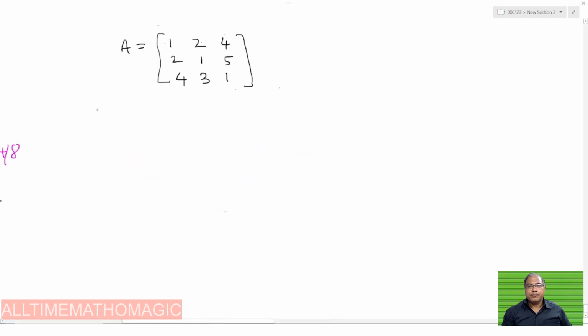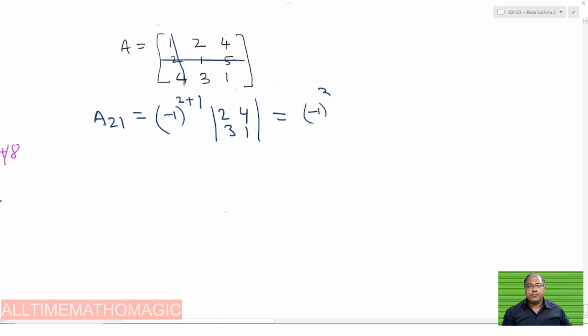After that, we will find out A21, that is minus 1 raised to 2 plus 1. Delete the second row and first column. What are the numbers left? 2, 4, 3, 1. So this is equal to minus 1 raised to 3 and 2 minus 12, that is equal to minus 1 into minus 10, equal to plus 10.